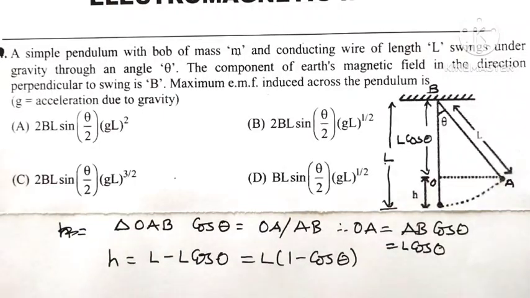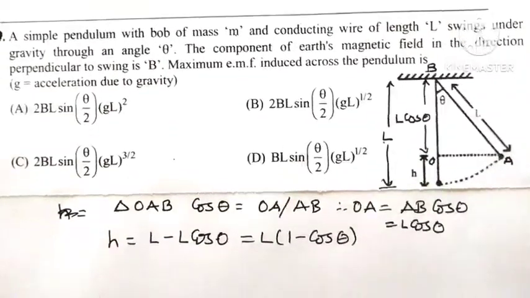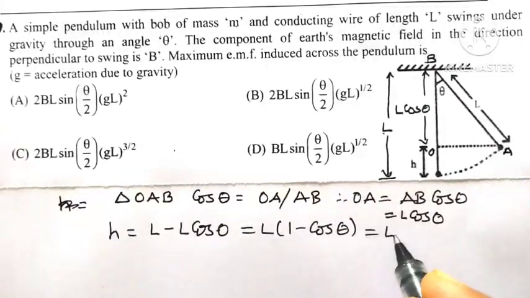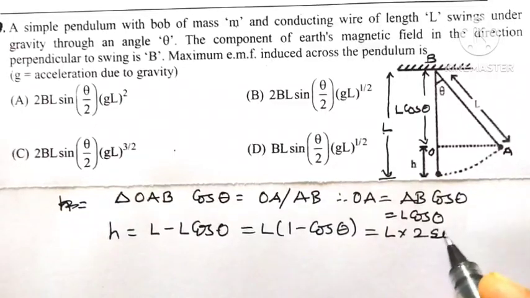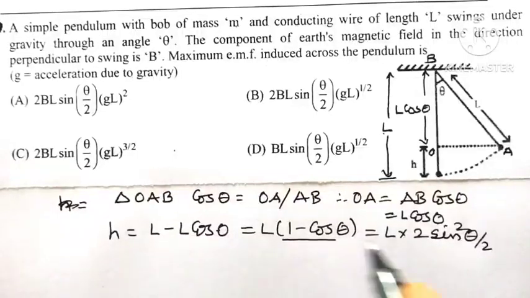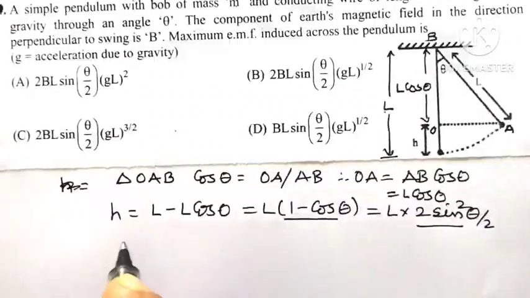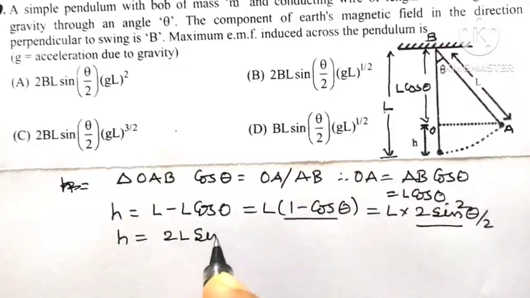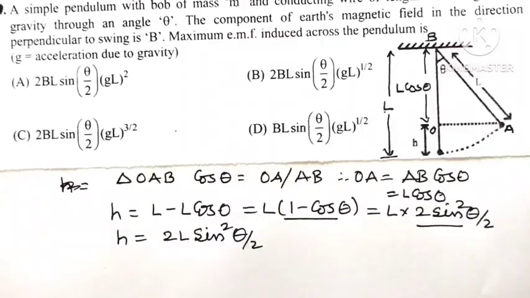But what is 1 minus cos theta? It is 2 sin square theta by 2. So this is equal to L into 2 sin square theta by 2, because 1 minus cos theta is nothing but 2 sin square theta by 2. So the height h is equal to 2L sin square theta by 2.